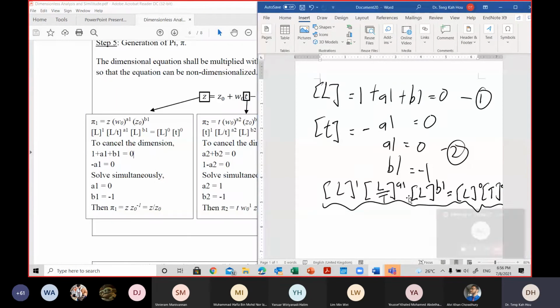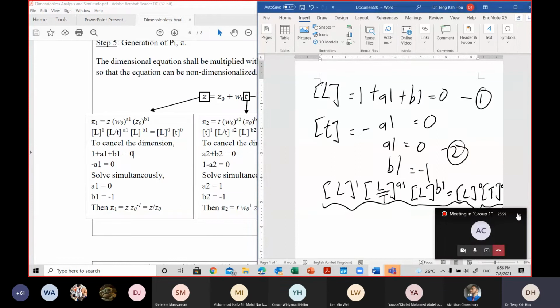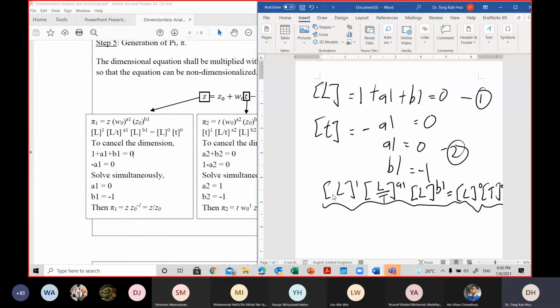Okay, so I know that. When you look at this, it's a times, am I right? Recall your mathematics. So for the L, I know that it is 1 plus A1 plus B1.